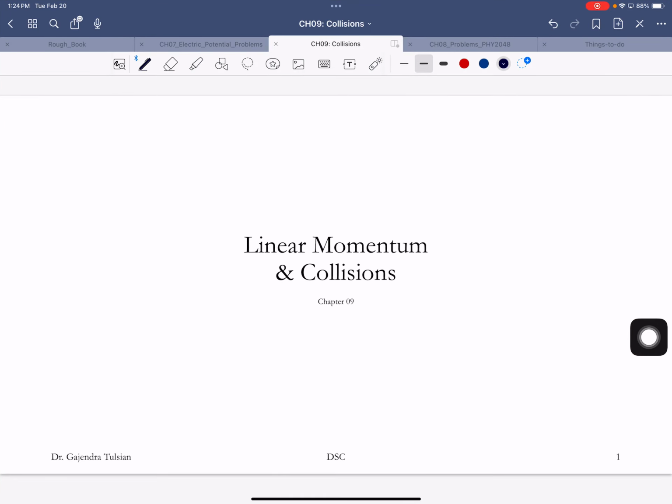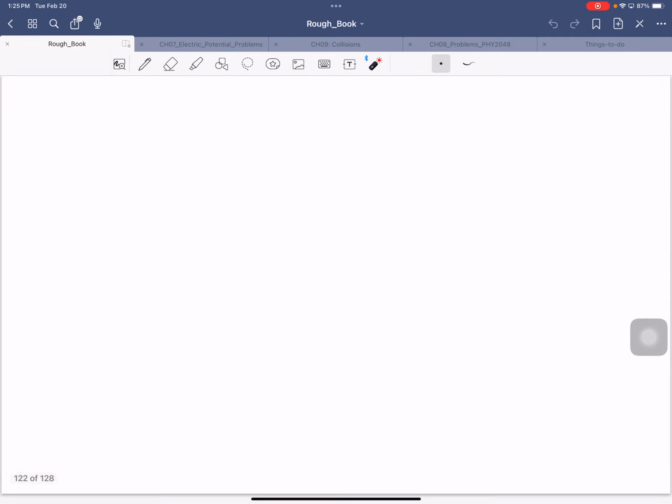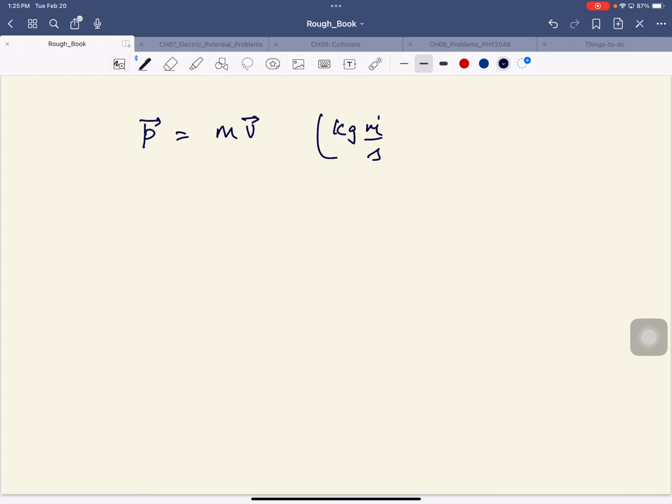So we'll learn about linear momentum, and linear momentum is a vector quantity. It's denoted by P, and it's the mass times velocity of an object. And you can see that this is a vector quantity. A scalar multiplied by a vector is a vector. And the units are kilogram meters per second.